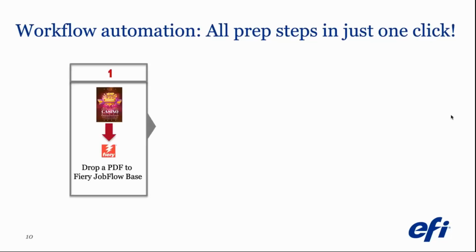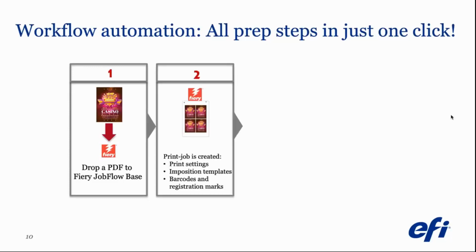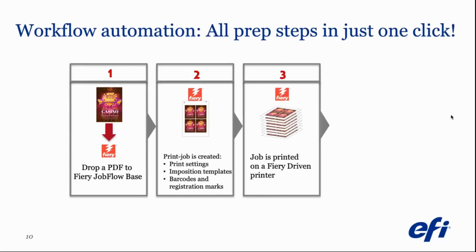So here we go. Step one, the operator drops a new postcard job into a folder. So that's one click. Now, number two, JobFlow Base picks up the job, applies the desired print settings, and adds the correct barcode and registration marks based on the Fiery Impose template in this workflow. Step three, JobFlow Base then sends the job to the selected Fiery. So far, all this is done with one click of the mouse.